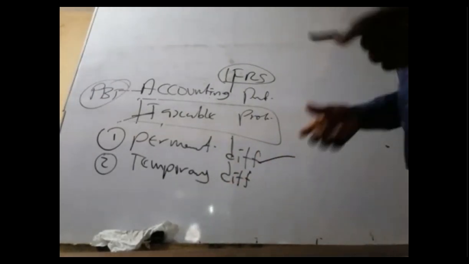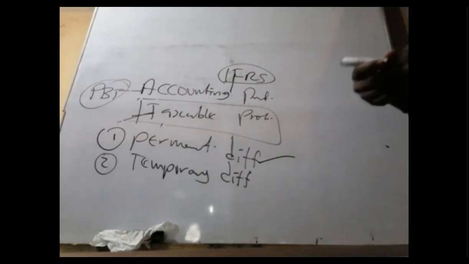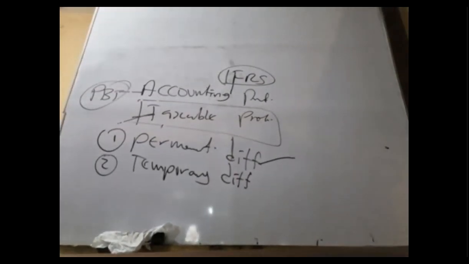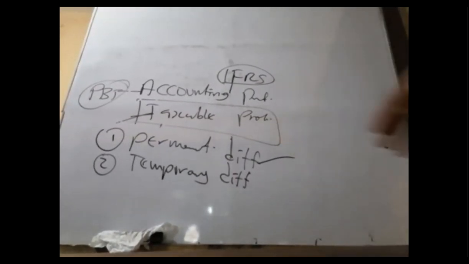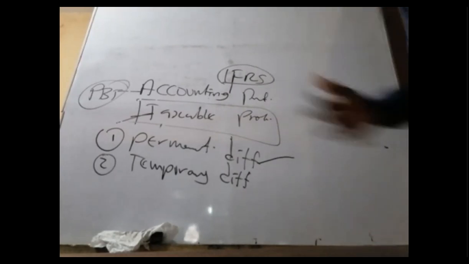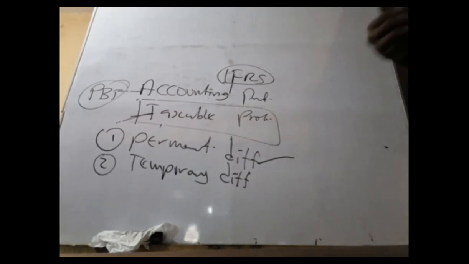Permanent difference, we are saying that a particular item is allowed by one party and is not allowed by the other party. For instance, a particular item or transaction, the accountant will include it, but the tax authority will disallow it. That is it. So that's a permanent difference. An example, to create what you call permanent difference.